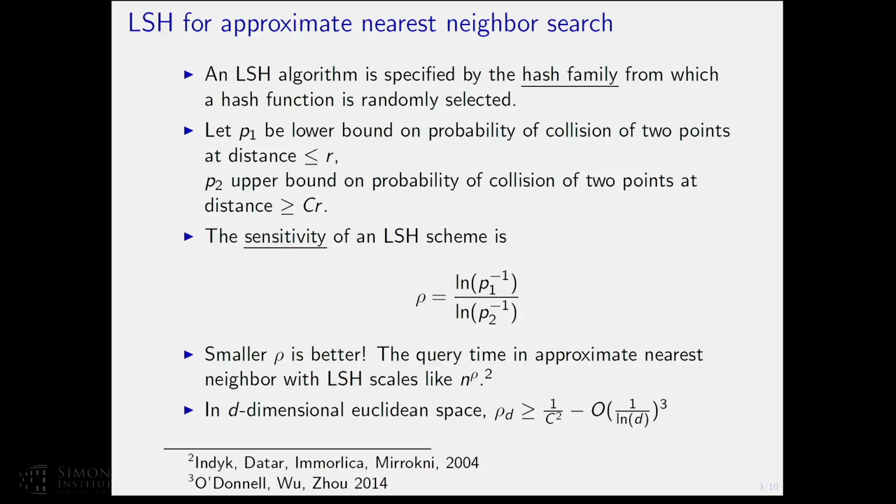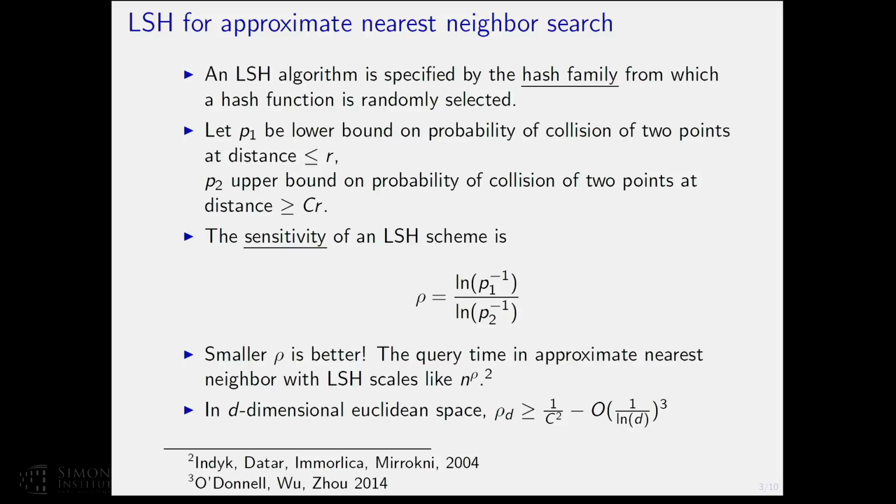The algorithm is specified by the hash family, which is a random hash family. P1 is a lower bound on the collision probability at distance r, so we want this to be very large. P2 is an upper bound on the probability of collision at distance greater than c times r, so we want this to be very small. Then the quantity we're interested in is the sensitivity of the scheme.